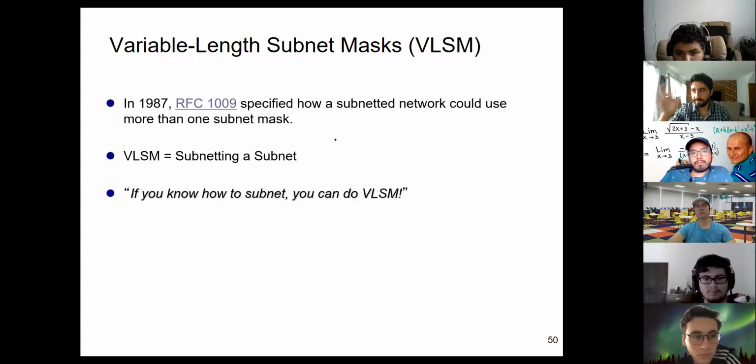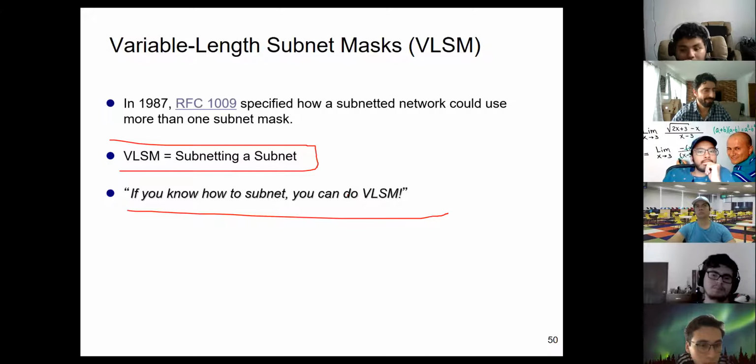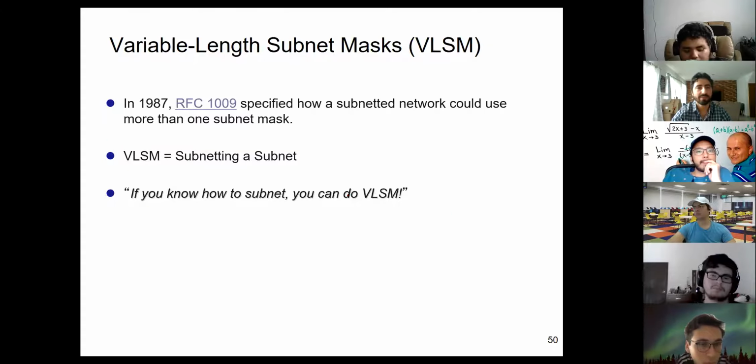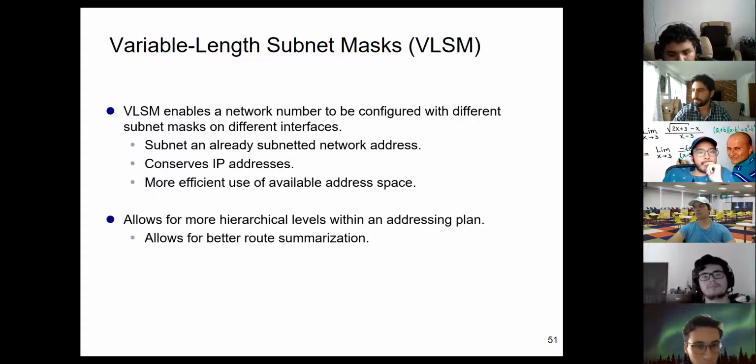So a little bit of history. In 1987, they specified that a subnetted network could use more than one subnet mask. You don't need to just use one round of subnetting. So that's basically how VLSM, variable length subnet masking, started. The whole idea is if you know how to subnet, you can do VLSM easily. There is no problem with that. Some people think the name is a little bit scary, but there are not really weird things happening there.